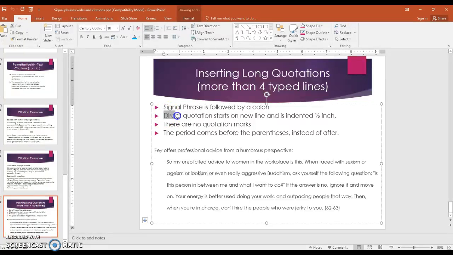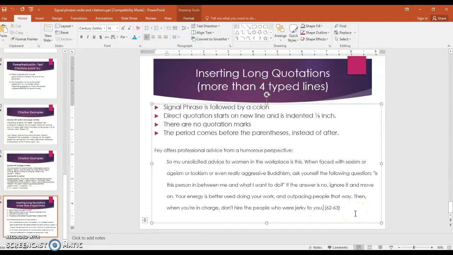The next rule is that a long quotation starts on a new line and is indented 1/2 inch. So this is Tina Fey's quote. I started on a new line and I indent it 1/2 inch. Third rule, there are no quotation marks. Do not use quotation marks in a long quotation. The fact that it's set off 1/2 inch in block style lets the reader know that it's a quotation. You don't need the marks. And then lastly, the period comes before the parentheses instead of after. Normally, my period would come after my parenthetical citation, but in a long quotation, it comes before.